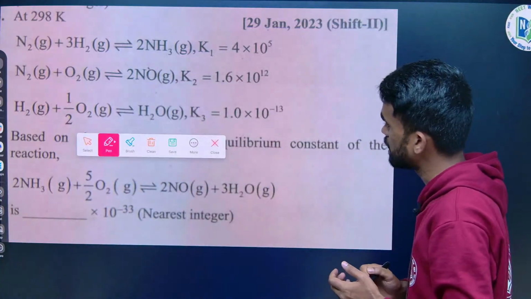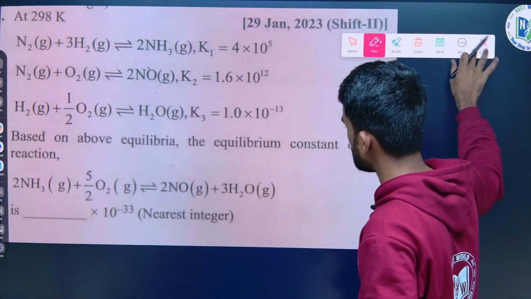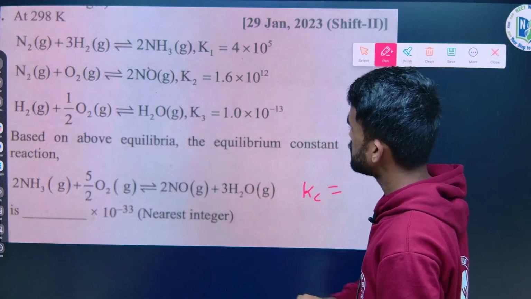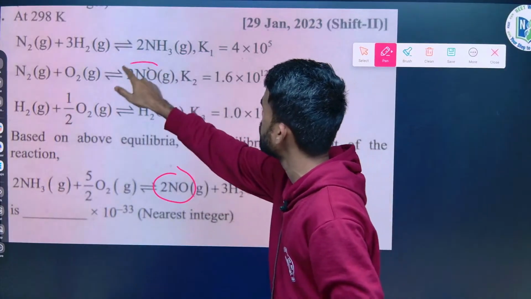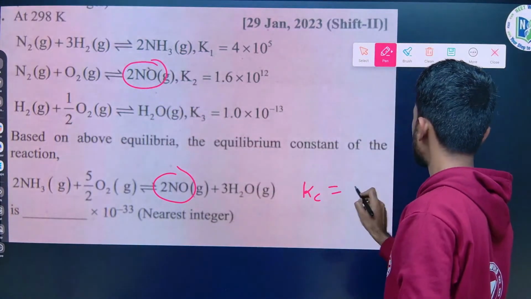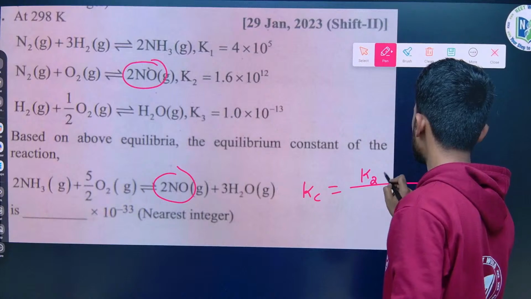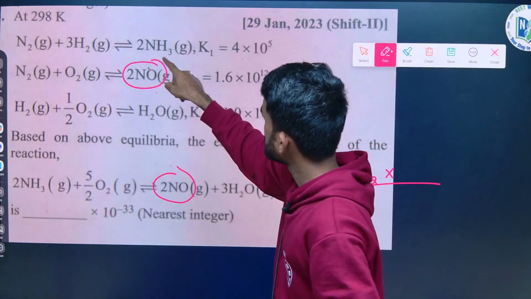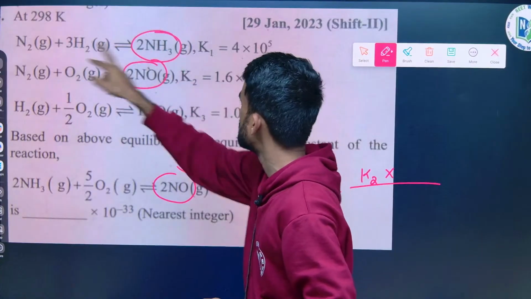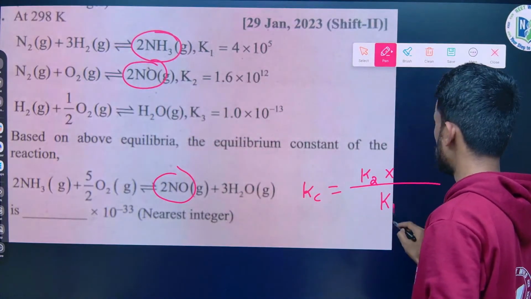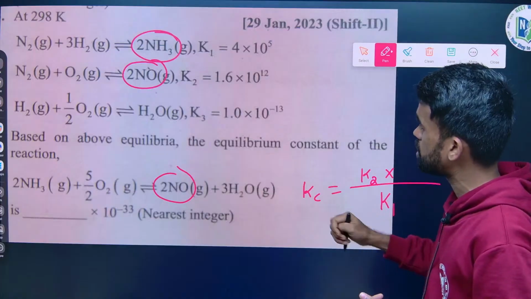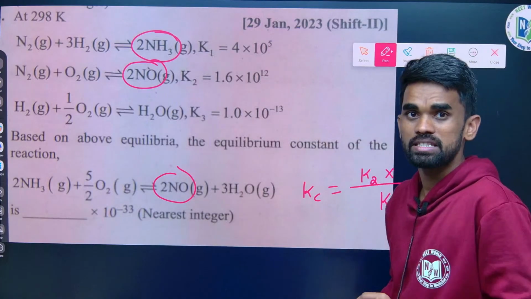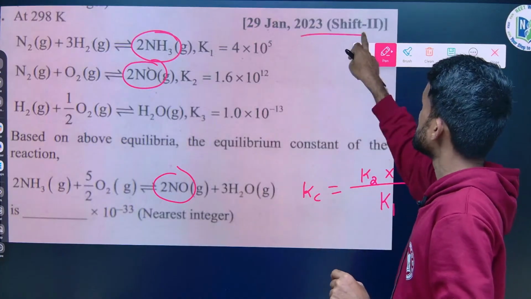So what to take here? For the final equation, the equilibrium constant Kc will be equal to, see, 2NO is here and 2NO is here, so K2 is taken as it is. Kc is equal to K2 multiplied with, what about this ammonia? This reaction is reversed, so you take K1 in the denominator. We already solved this model question, but I hadn't taken the values previously. The question appeared in some other exam, and this is in the JEE exam.